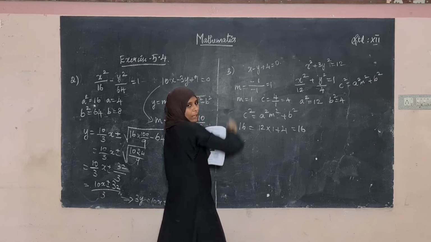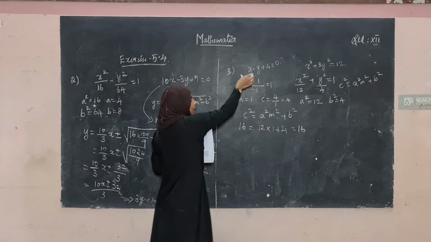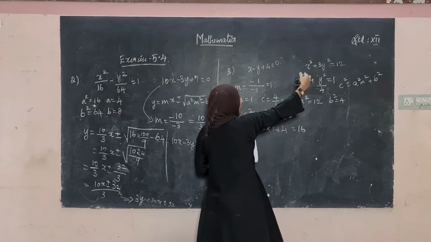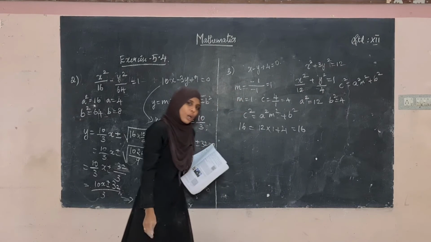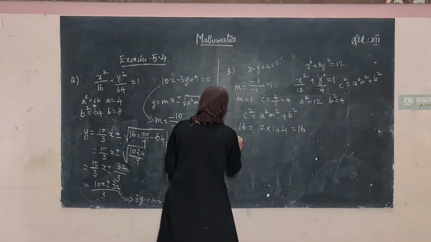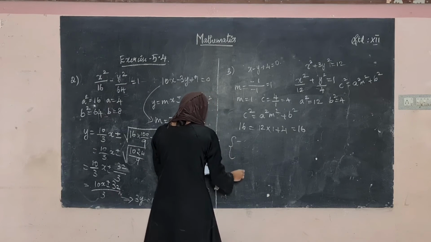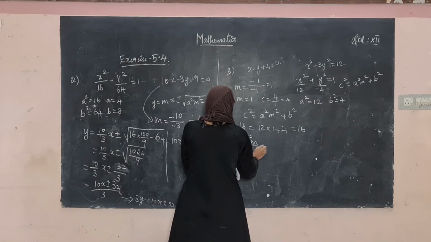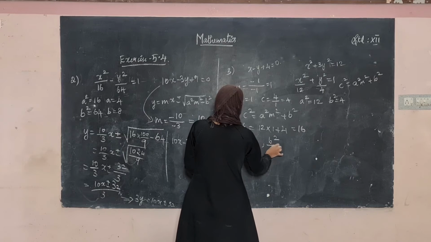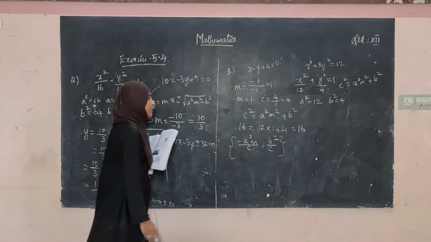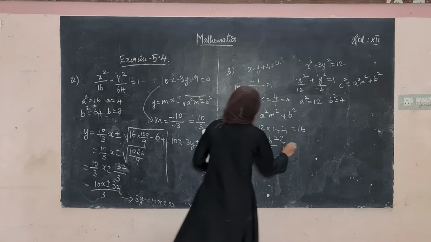Therefore we can say, you have to write in words, therefore the line x minus y plus 4 is equal to 0 is the tangent to the ellipse x square plus 3y square is equal to 12. Now we have to find the point of contact. So the point of contact can be found using the formula minus a square m divided by c comma b square divided by c. So this also you might have learned in the last class. That is, this is the point of contact.